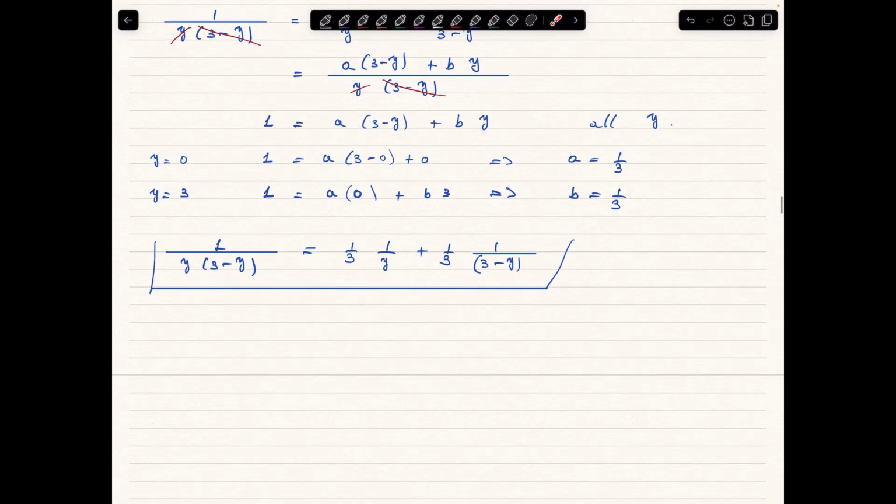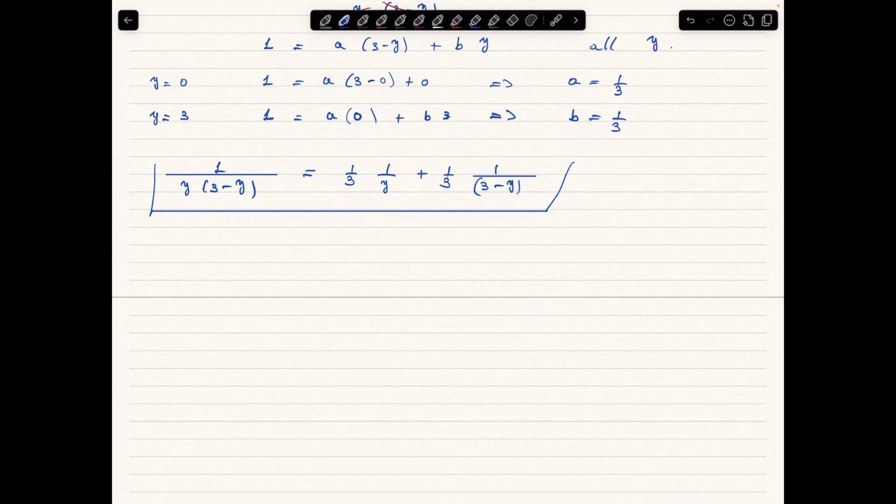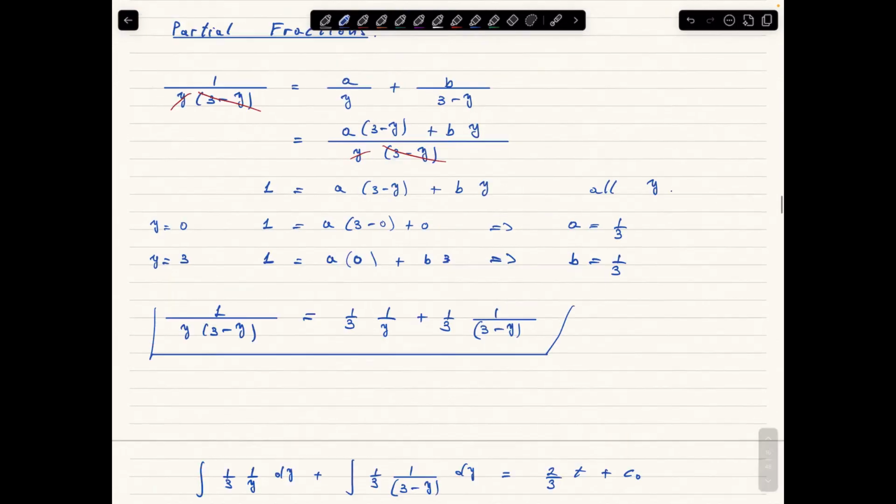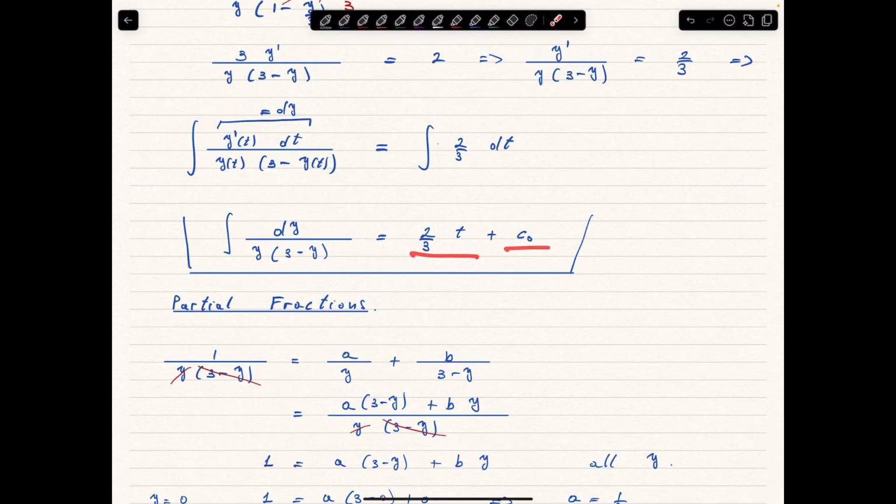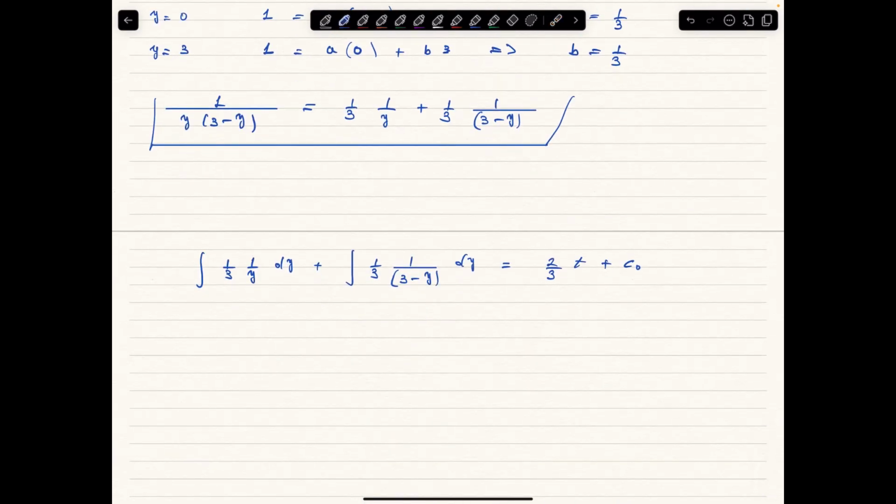And what we are going to see is that the integral of 1/3 1 over y dy plus the integral of 1/3 1 over 3 minus y dy, this is 2/3 t plus c0. This is what we had before, isn't it? Yes, 2/3 t plus c0. But the integrals now on each integration on the left side are very simple. We can multiply everything by 3 if we want to, but we are going to do it in a minute.